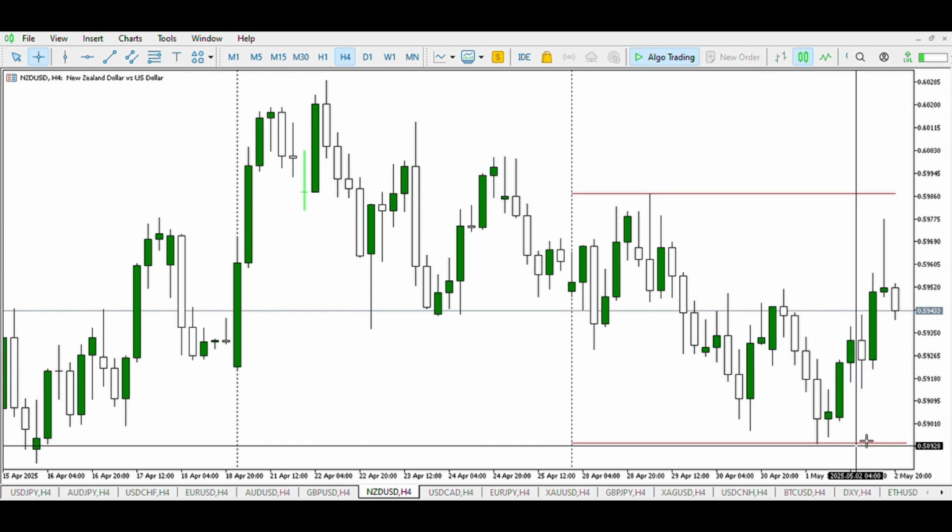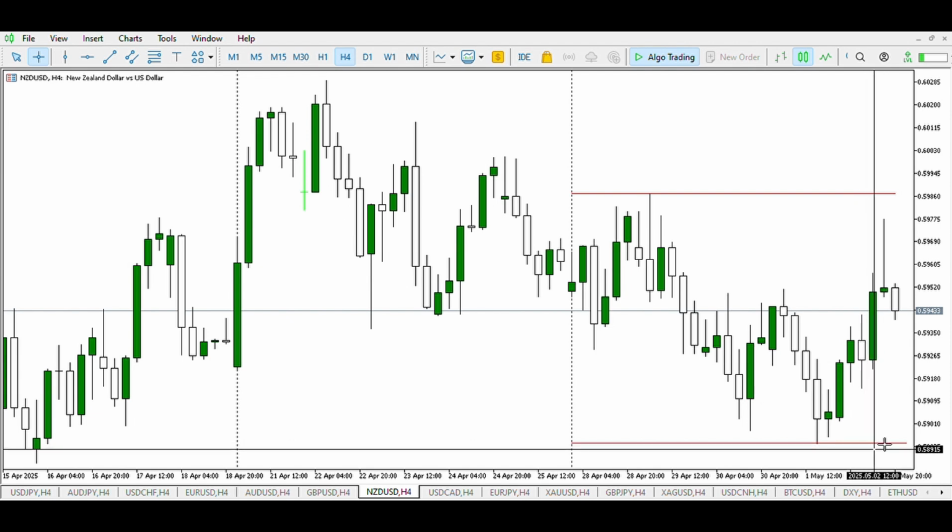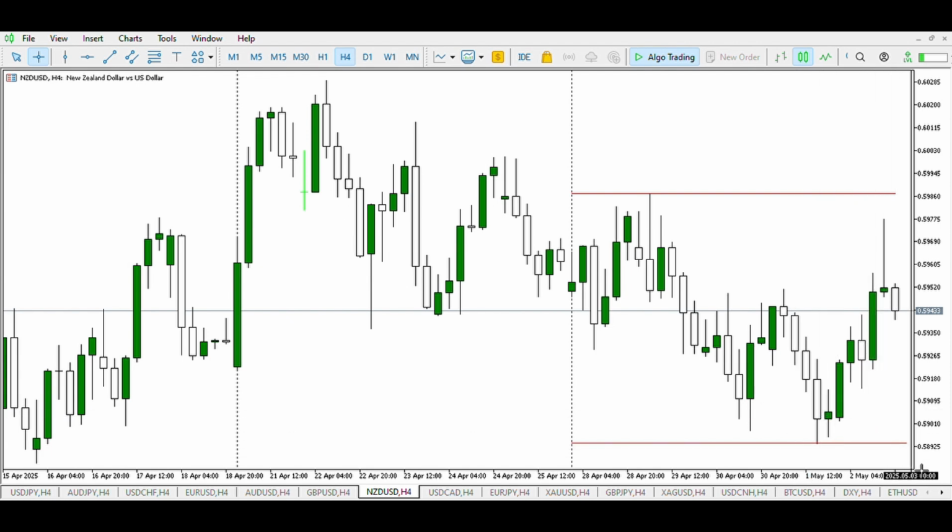Mind you, if price breaks this low with the close of more than 2 candles, then we can expect price to do whatever it wants.